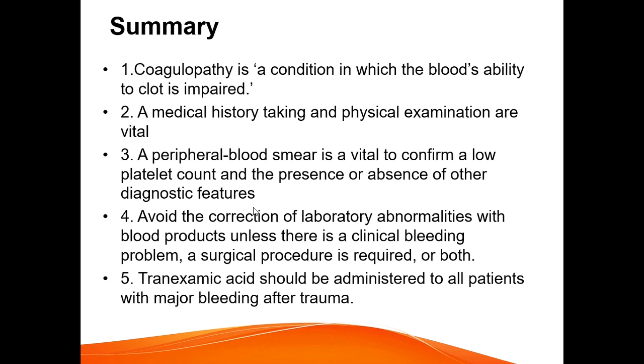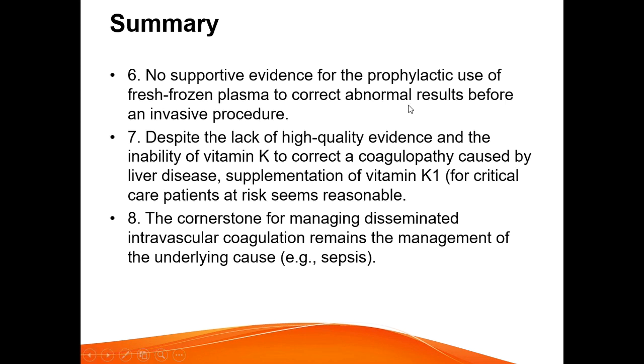So coagulopathy is a condition in which blood's ability to clot is impaired. It's very important that you take a proper medical history and try to make the diagnosis. Don't just give blood product indiscriminately. A peripheral smear, whenever there is thrombocytopenia, always examine the peripheral smear for any toxic granules, any premature cells. Avoid correction of laboratory abnormality with blood product unless there is clinical bleeding or a surgical procedure is required. Tranexamic acid, I told you, should be given in patients with trauma. There is no supportive evidence for prophylactic use of FFP to correct abnormal results before an invasive procedure.